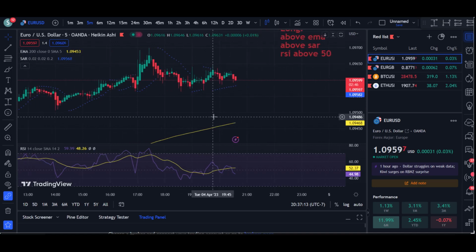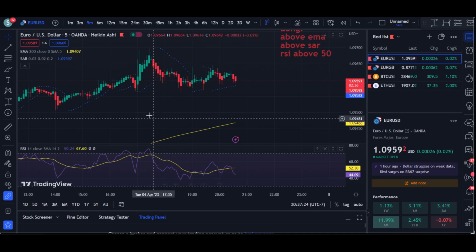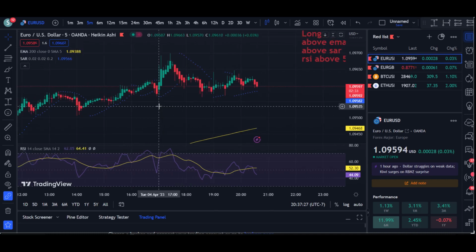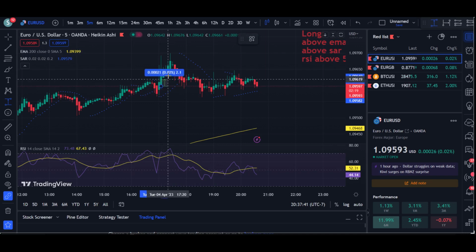So if we zoom in here a little bit, you also don't really want to have a wick on the very bottom of the candle. For example, this one looks like it would be good. Actually, it wouldn't, because it was not above the 200 EMA. This one would be fine right here. So after this candle closes, you will wait till a green candle closes above the SAR, and it is above the 50 line on the RSI. This would have been a potential long trade for the Euro USD.